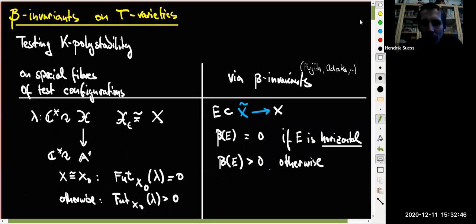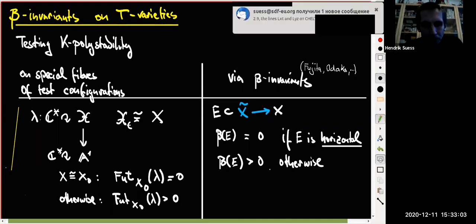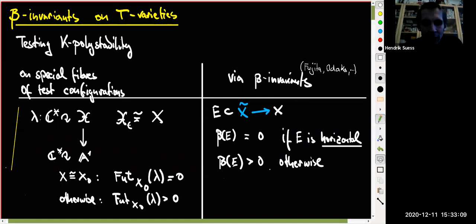And let me first recall somehow the classical definition of K-polystability on the left-hand side here. So where we consider test configurations, so families over A1 coming with the C star action, and somehow we associate an invariant to such a degeneration called the Futaki invariant. And really this can be seen as this invariant coming from a functional on the special fiber, which I call the Futaki character and denoted in this way.